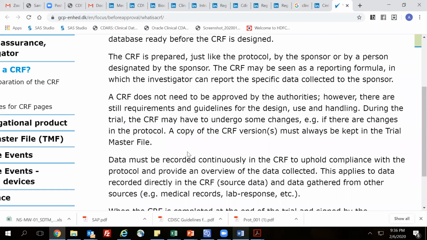One more thing is, there are two types of CRF. One is electronic, where it's directly entered into the system. The other is writing on paper. This paper format was used before at the sites. Now almost all the sites don't appreciate paper, they go directly for electronic capturing, meaning directly entering into the system. That is what all are following now.